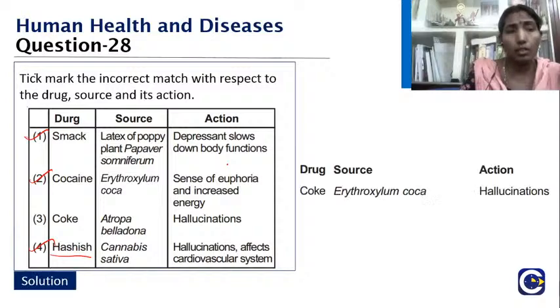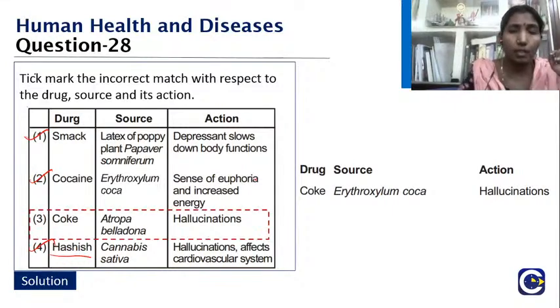So the answer is what? It is coke. Coke is also from the Erythroxylum coca. Same way, they will have that increased sense of energy with hallucination. Okay, so that should be the answer. Yes, very good. All have given the answers. Excellent. Very good.